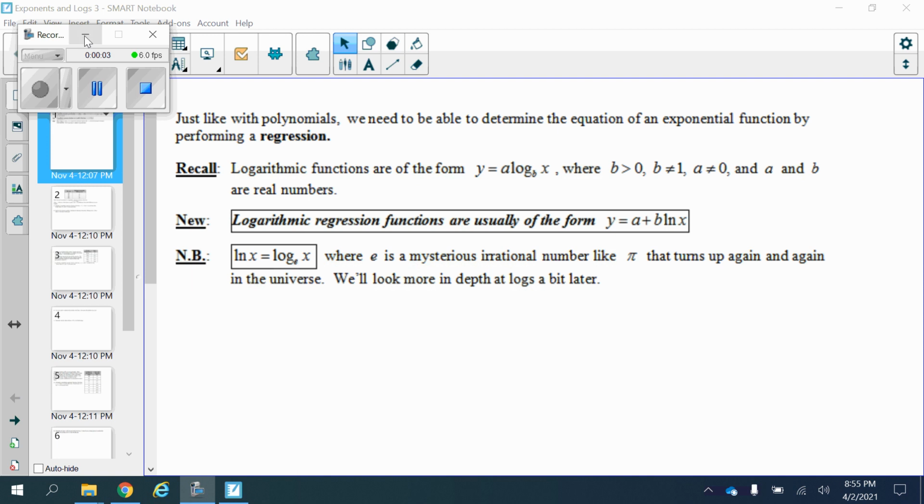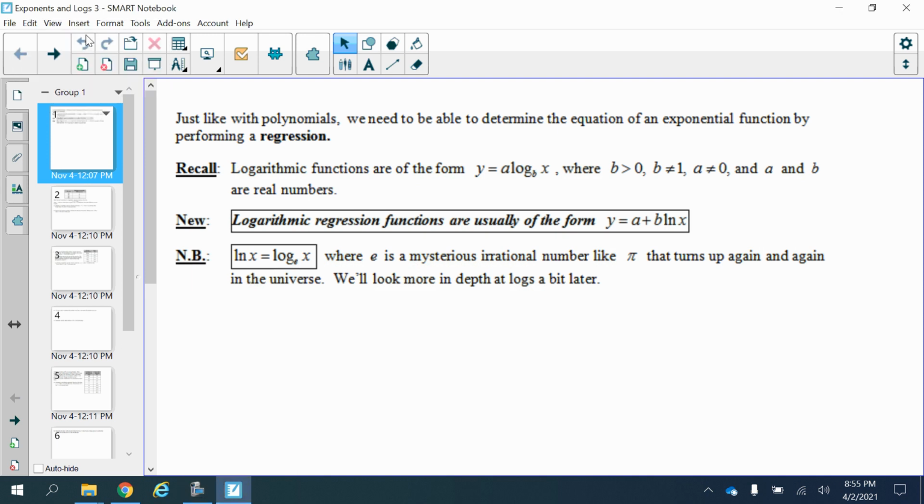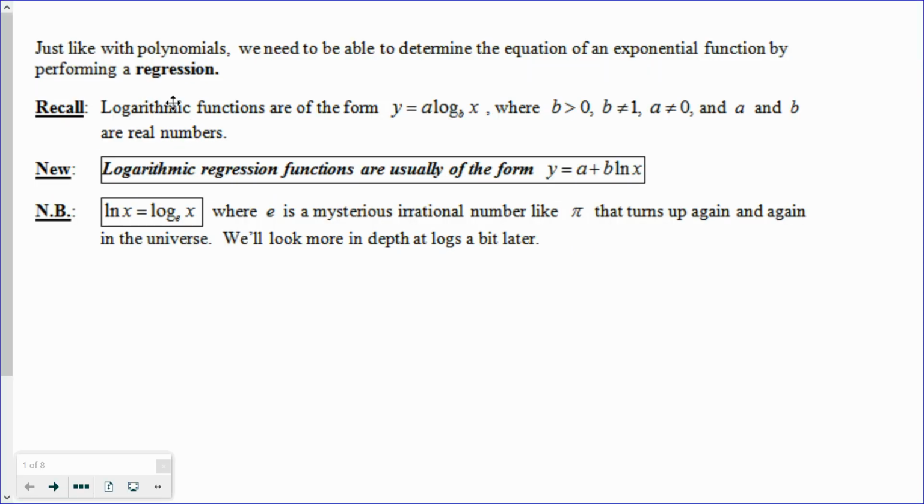Hey guys, lesson 3, Math 30-2 for exponents and logs. So it says modeling logarithmic functions. Yesterday we did modeling exponential functions, but today we're going to look at logs instead.